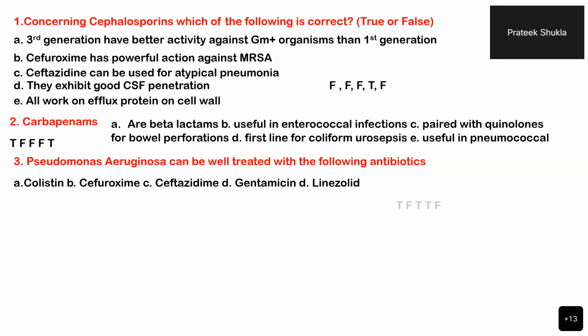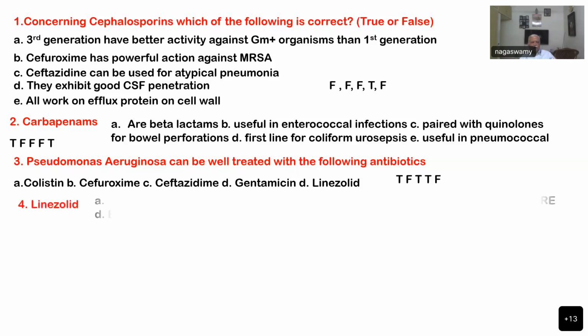So first is true. Colistin is useful. Cefuroxime is not useful. Ceftazidime can be used. Gentamicin can be used. Linezolid is not useful. So the two drugs which are not useful are cefuroxime and linezolid. All others, colistin, ceftazidime, and gentamicin, are useful against Pseudomonas aeruginosa.